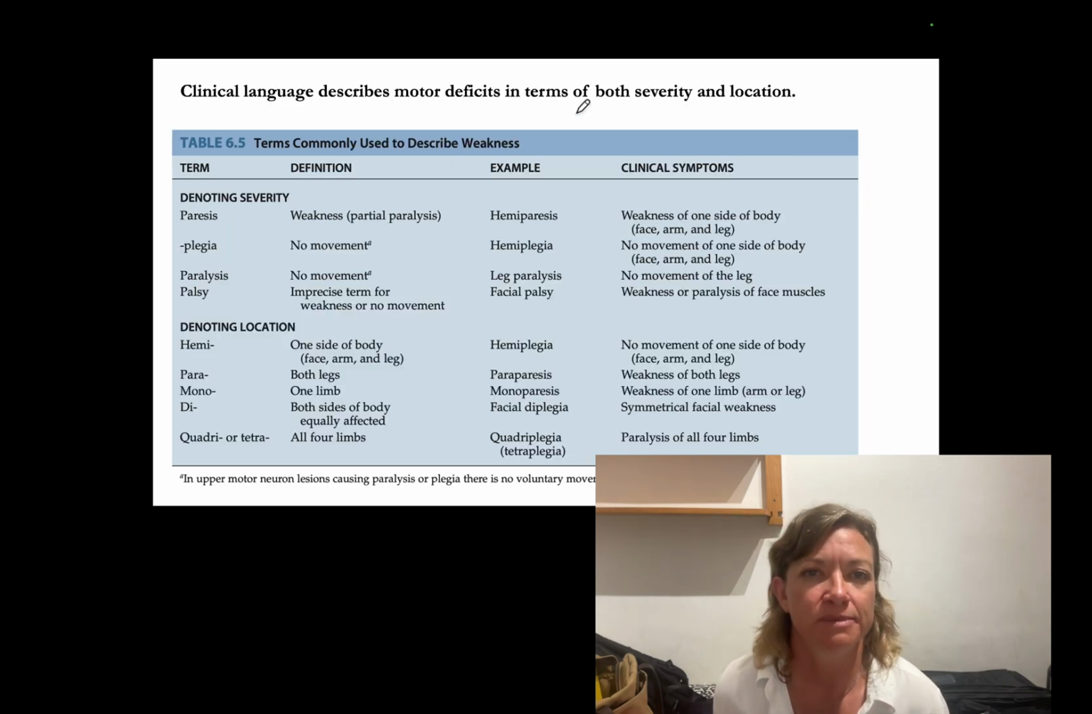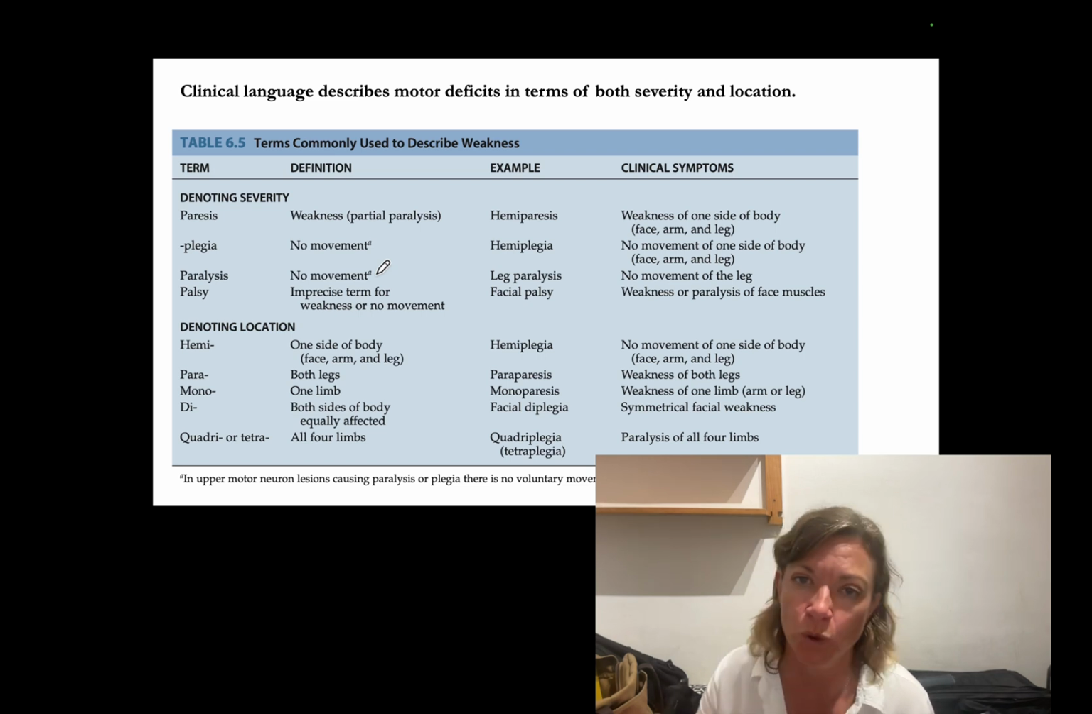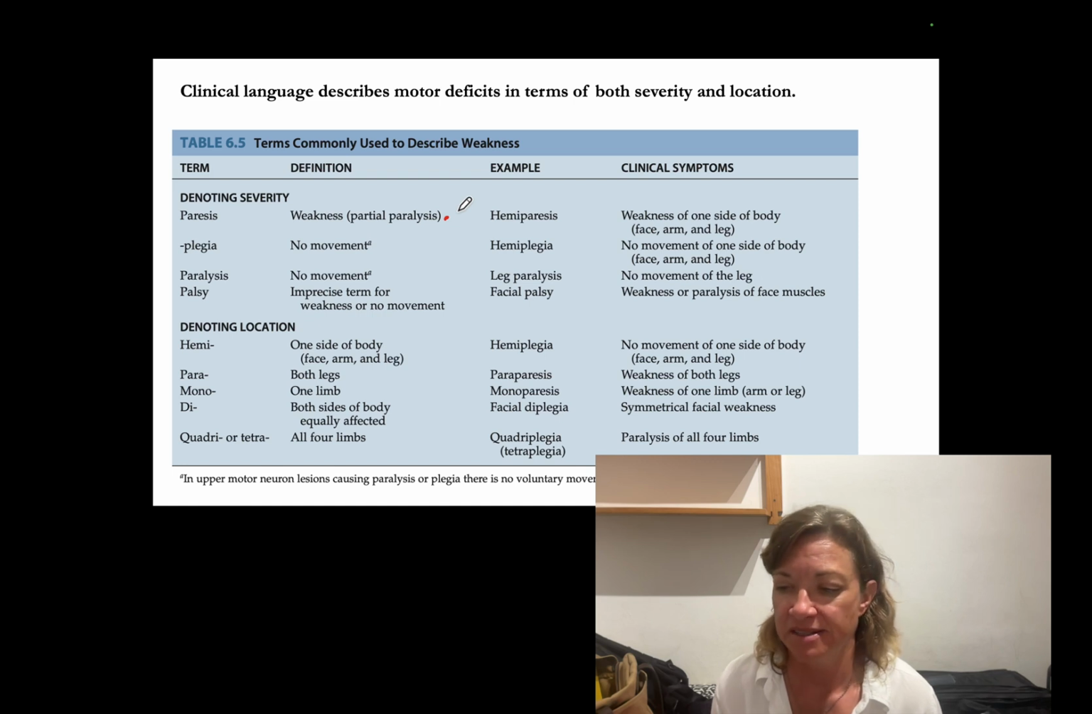Clinical language also describes motor deficits in terms of both their severity and their location. So plegia and paralysis indicate no movement, and that means no voluntary movement. You can have reflexive movement, but no intentional or volitional movement. Whereas paresis indicates partial weakness, and you can describe that as mild weakness, moderate weakness, or severe weakness, depending on the score you would get on a neuro exam. Palsy is interesting. It's an imprecise term for weakness or no movement. So it's a bit of a less precise clinical term.